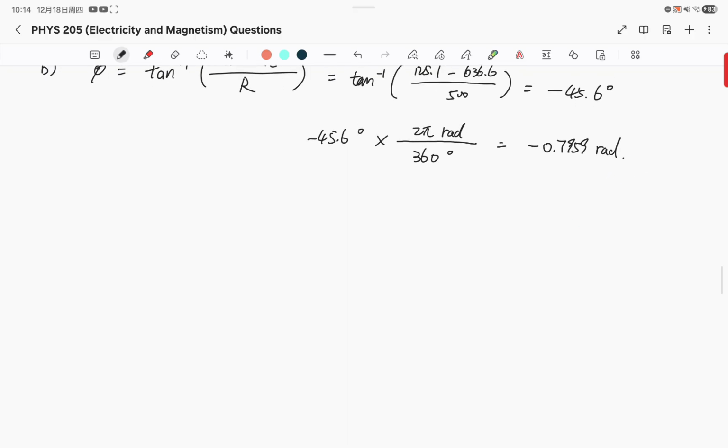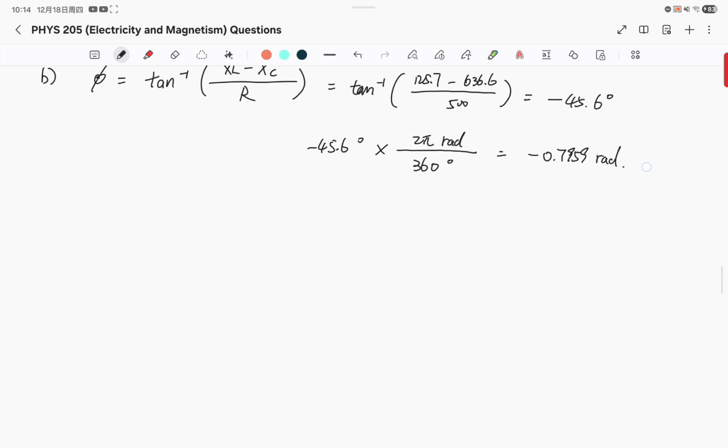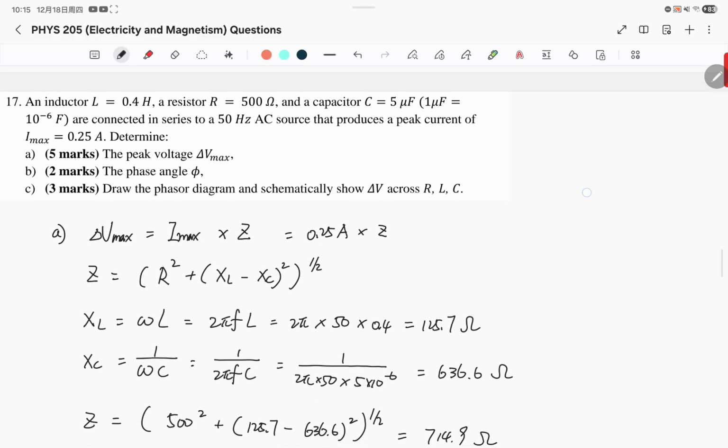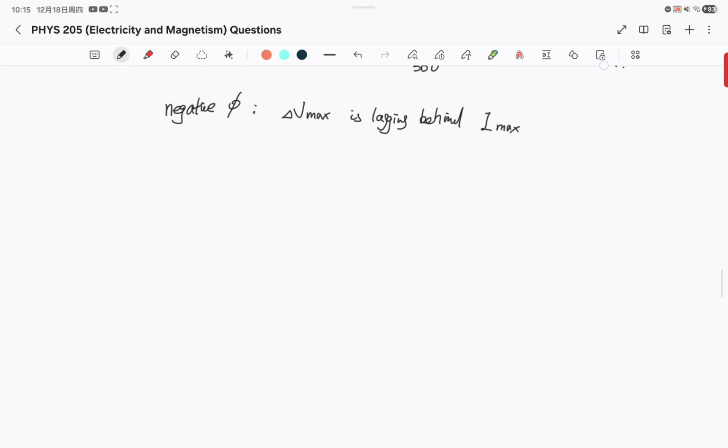And since we see a negative angle, what does that mean? That means our delta Vmax is lagging behind Imax. We're going to need this information for C, because in C, we're going to draw the phasor diagram.